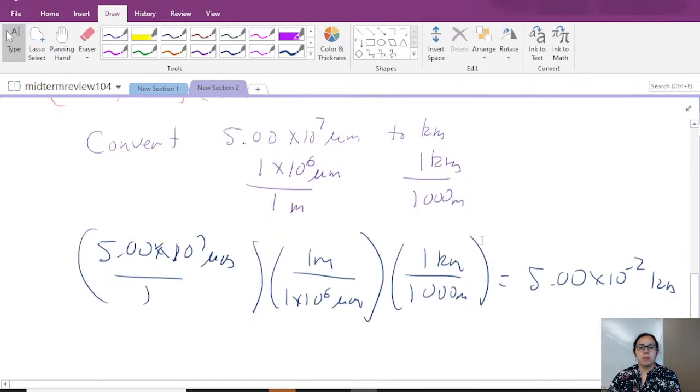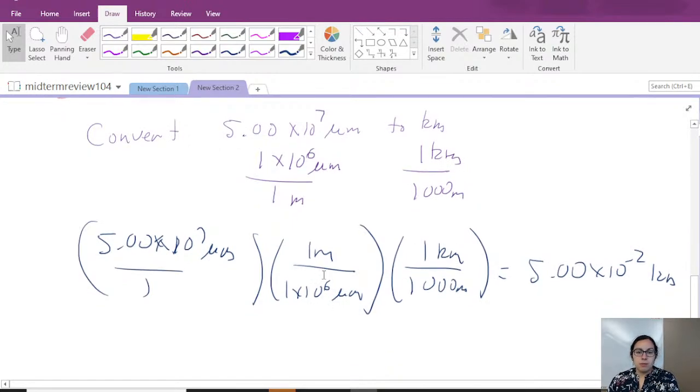And so we could do a mental math check. So we have 6 plus 3 times 10 to the third, so 9. So 7 minus 9 gives that 10 to the negative 2 there.